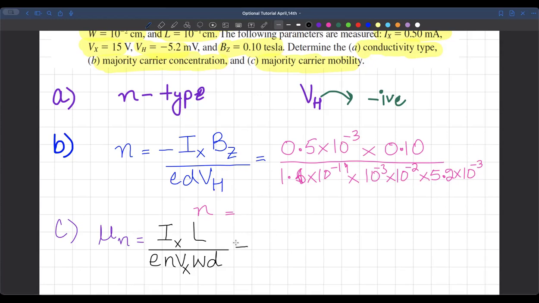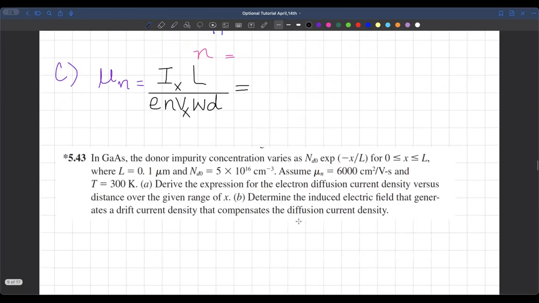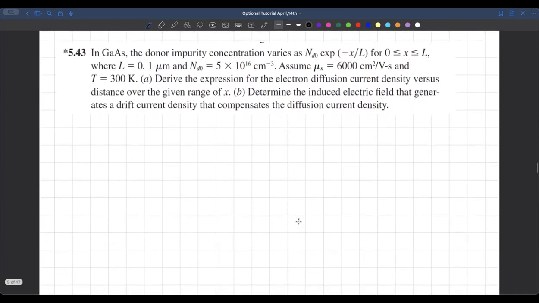So here, yeah, nothing difficult. You have everything there. Just plug in the values and you're going to get the mobility, okay? And the units for the mobility, you already know the units, right? We talked about it. So, yep, that's it for this question. If you have anything you want to ask, you may ask.